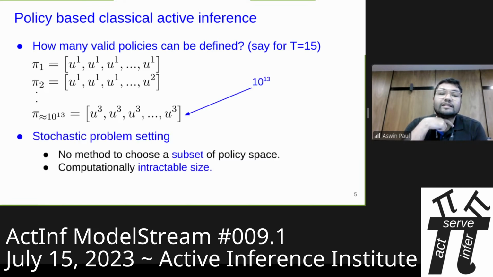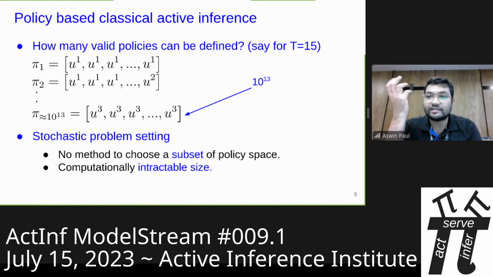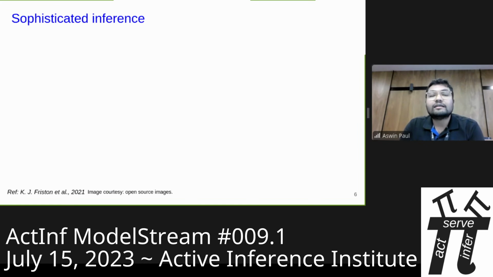And in a stochastic problem setting where the environment itself is noisy, you don't really have a method to choose a subset of this policy space and do classical active inference. And this is clearly a computationally intractable problem. And that's why in literature, we always see small grids or small environments when you discuss decision making in active inference. But recently, a new idea was proposed, which is called sophisticated inference.